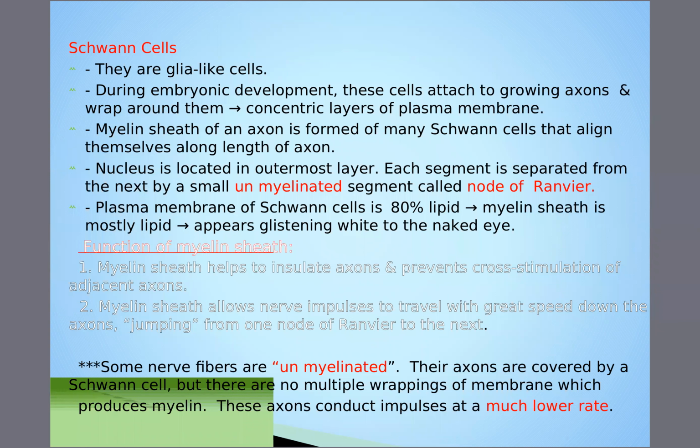The myelin sheath allows nerve impulses to travel rapidly down the axon, jumping from one node of Ranvier to the next.